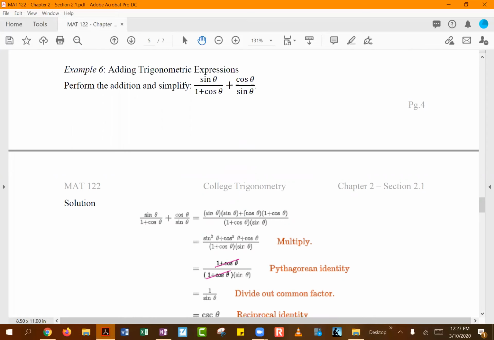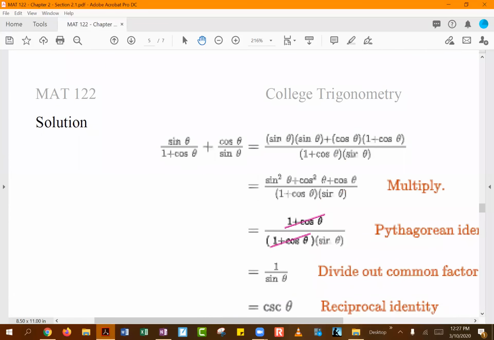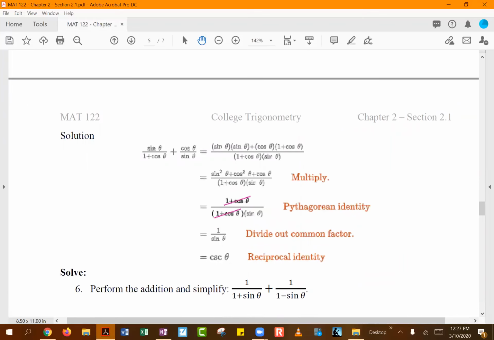So there can be a lot of temptations to use the identity, but you have to see which approach works the best. As you can see in this example here, we actually just used the idea of finding a common denominator. For the expression on the right-hand side, we're multiplying it with 1 plus cosine theta on the numerator and denominator. The expression on the left-hand side, we're multiplying with sine of theta on top and bottom. So this ends up being sine theta times sine theta, and this is cosine theta times 1 plus cosine theta. You're multiplying these expressions and then cleaning it up from there.